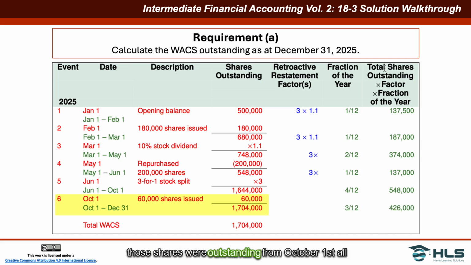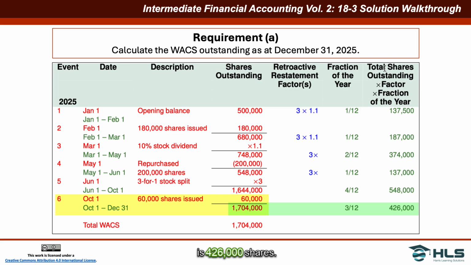Those shares were outstanding from October 1st all the way through to the end of the year, December 31st. That's 3 full months. Again, this is after the stock dividend and the split, so no retroactive restatement factors are necessary. We simply multiply 1,704,000 times 3 over 12 months is 426,000 shares.